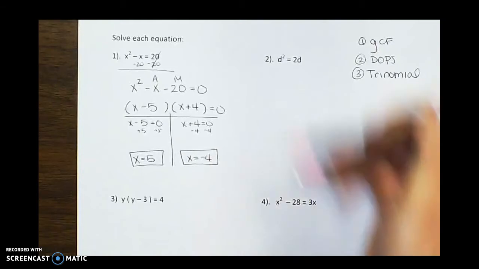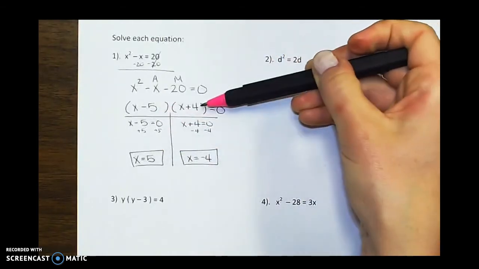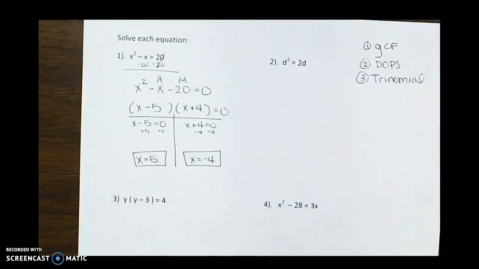And I know a lot of you know the shortcut that if it's a -5 in the parentheses, you end up with a +5. If it's a +4, you end up with a -4. All right, let's take a look at the second example.